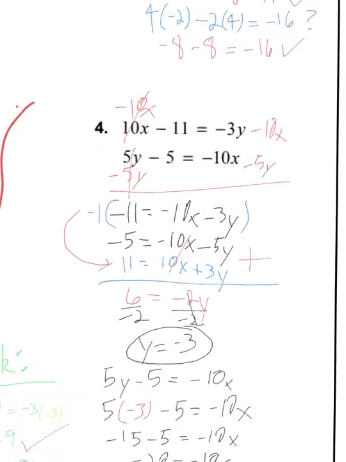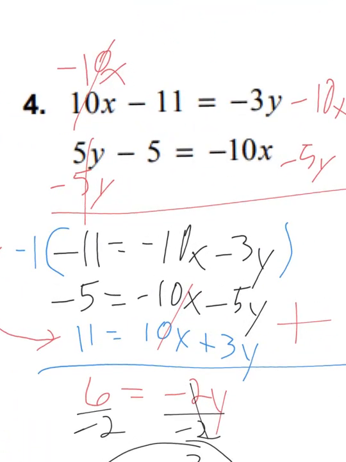This one, again, they were not in the form where they're both able to line up. So I minus this 10x to the other side, and then I minus this 5y to the other side. And then I just rewrote them. I wrote the negative 10x first. See, negative 10x minus 3y. And then this one was good, negative 10x minus 5y. And then it equaled negative 11, and it equaled negative 5.